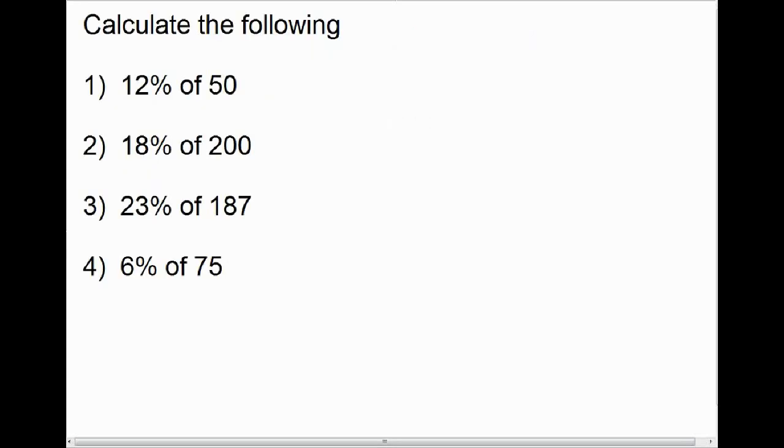To finish off our lesson on finding the percent of a number, I'm going to ask you to answer a couple of questions here. Just calculate each one of these percents. And you can use any method that you want that were discussed in this video. For question number 1, calculate 12% of 50, and so on. If you're able to do that, congratulations. You now have a firm understanding of how to calculate the percent of a number.